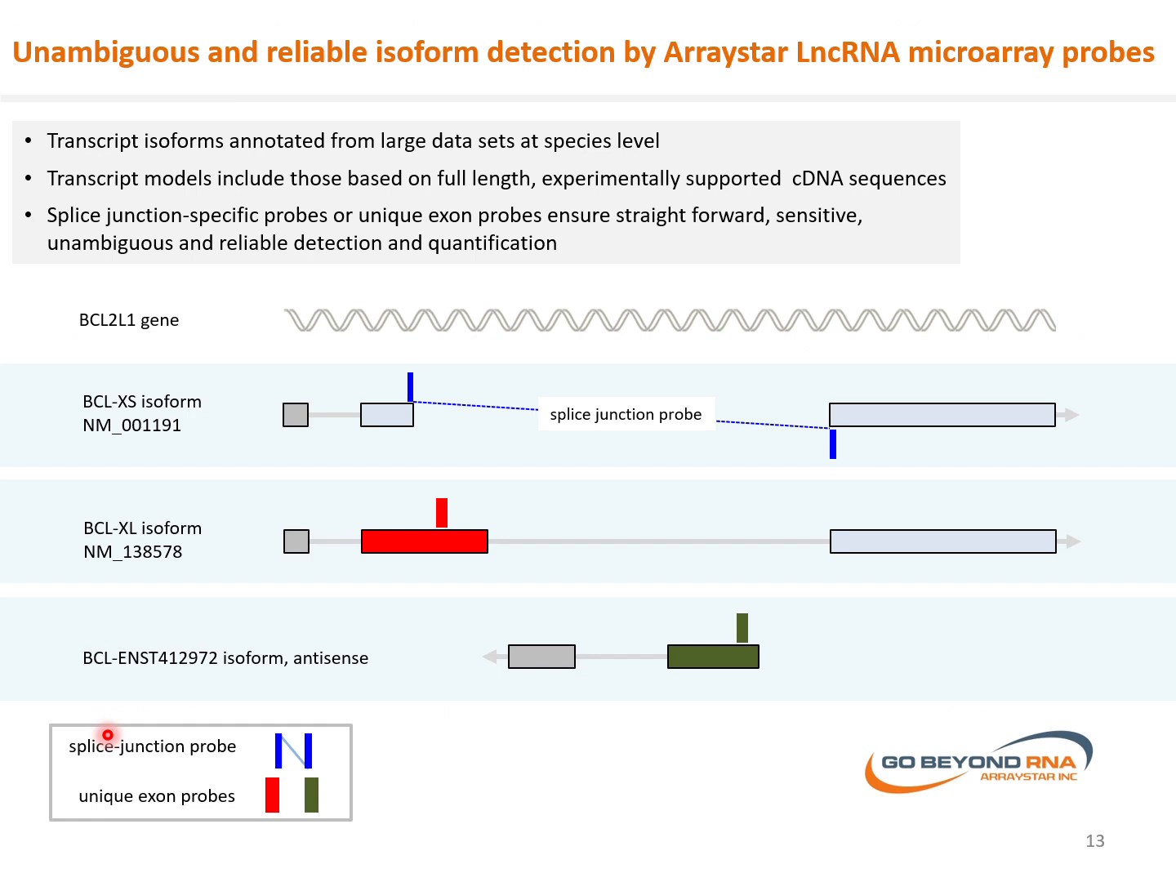For microarrays, the detection of lncRNA isoforms is very easy, unambiguous, precise, and reliable. All the cataloged transcript isoforms can be detected by designing probes specific to the splice junction sites or unique exon sequences.